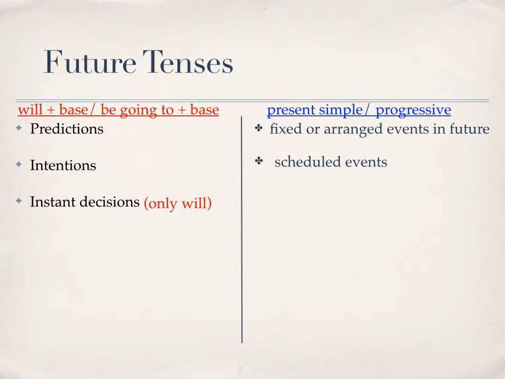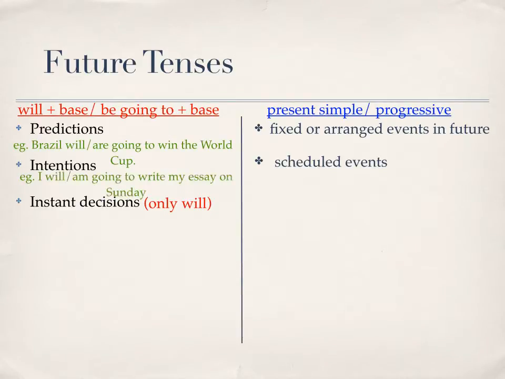Okay, let's very briefly deal with future tenses. Now, there are many ways to express a future tense in English, and we use future tenses for predictions and intentions mainly. Our options are will and be going to, and then the base form of the verb follows these two. So just making predictions about something that will happen in the future: Brazil are going to win the World Cup, or intentions: I'm going to write my essay on Sunday.